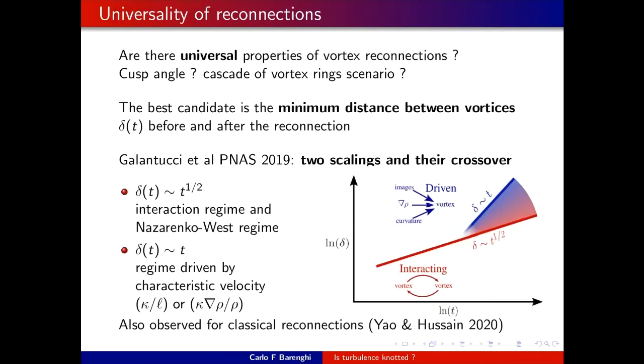There are reconnections also in classical physics. People can solve the Navier-Stokes equation and study the reconnections of vortex lines in that context, although what they have is simply reconnections of very thin vortex tubes. So there is a natural question whether there are universal properties of these phenomena, which are actually the building events of any kind of complicated flow.